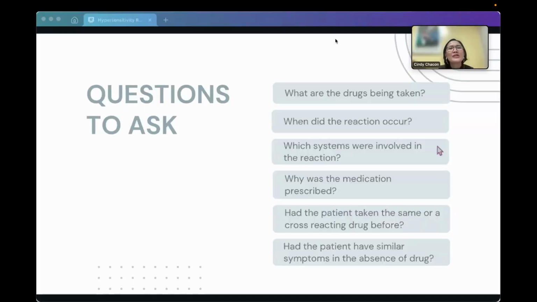Was it small? Was it big? Was it flat? Was it elevated? Was it red? Was it skin colored? Was it violaceous or was it brown? Is it vesicular? Is it pustular? Is it a bullous? Right? These types of description of reactions will help you decide as to what type of hypersensitivity reaction or drug reaction you are dealing with.